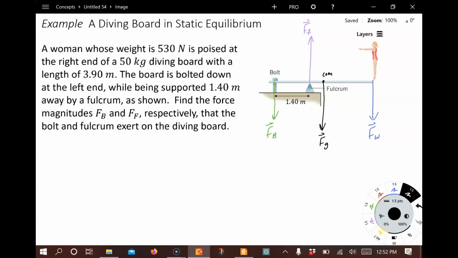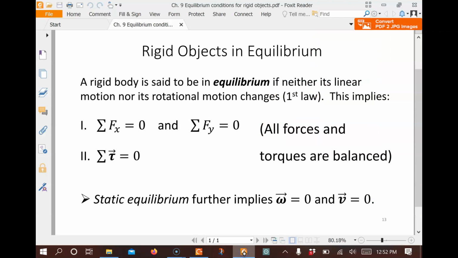All right, we're trying to calculate the magnitudes of two of these forces. So we already know what the woman's weight is, so we can figure that force out. We know what the mass of the board is. We can figure out the gravitational force of its own weight. And the things that we don't know are the magnitude of F_B here, and the magnitude of the fulcrum force. Two things. Well, we're going to go ahead and do this by using the equations for equilibrium.